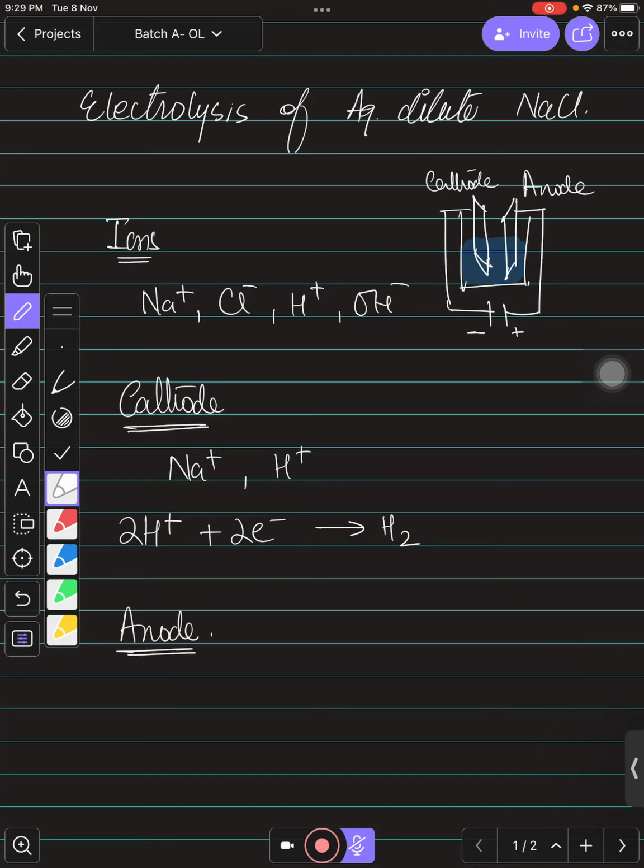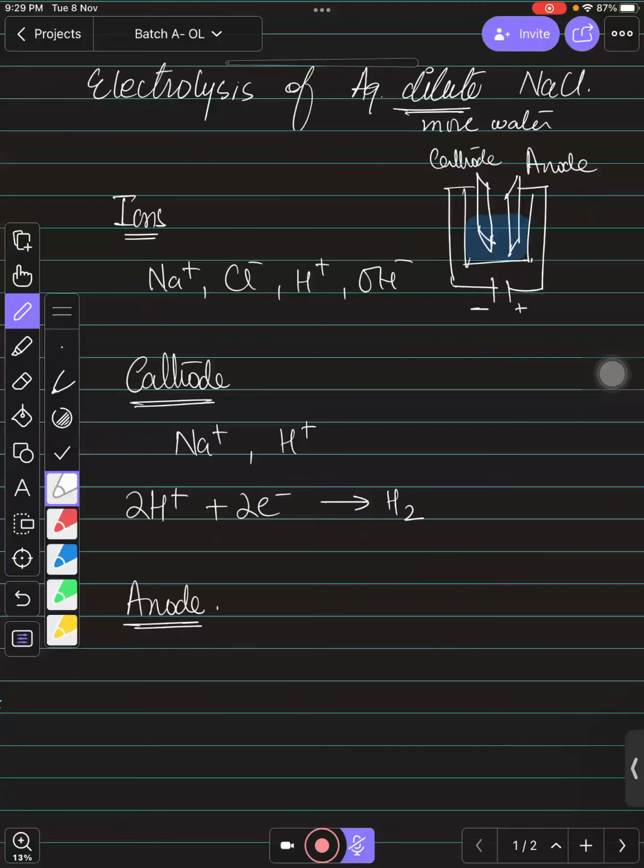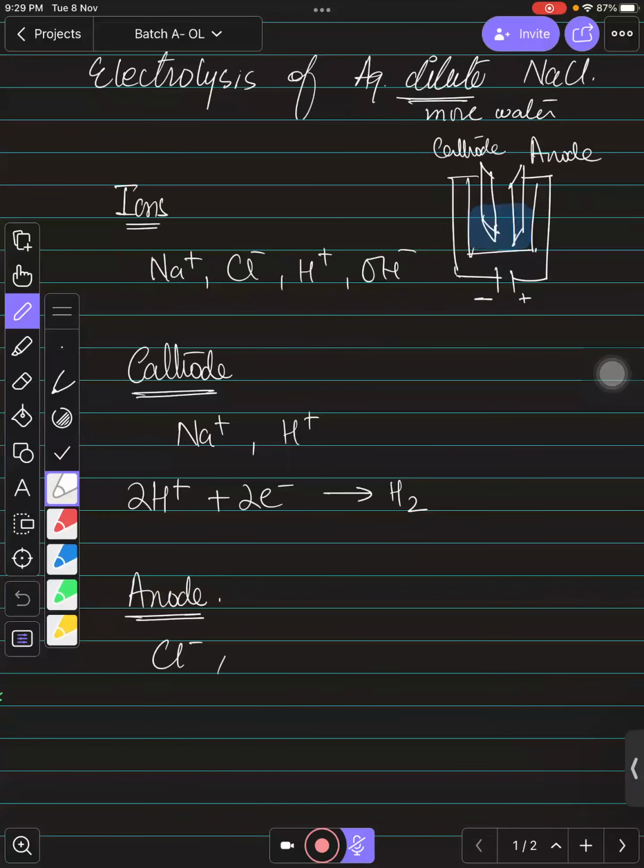And if we talk about the anode, right now this is a dilute solution. Dilute means we have more water, a greater amount of water. So definitely we have a greater amount of hydroxide ions. So hydroxide ions lose electrons and form water molecules and oxygen gas, right? Water is a liquid, so it will remain in the solution, but the product which is going to form is oxygen. You need to remember this.